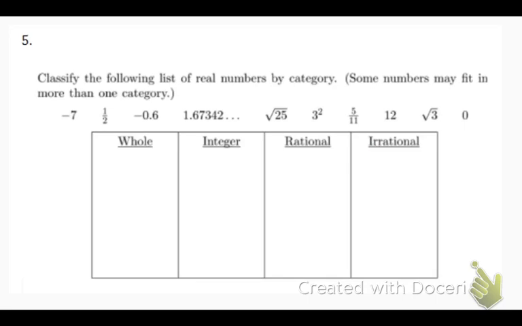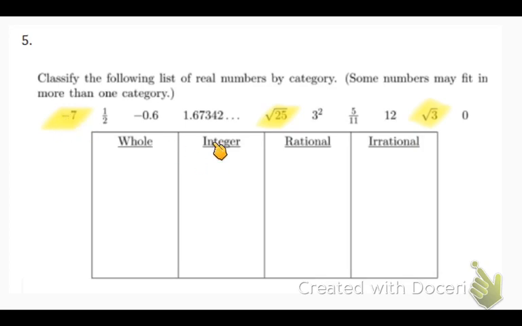So I will go ahead and just pick a few to help you classify. I'm going to help you classify -7. I'm going to help you classify the square root of 25, and I'm going to help you classify the square root of 3.